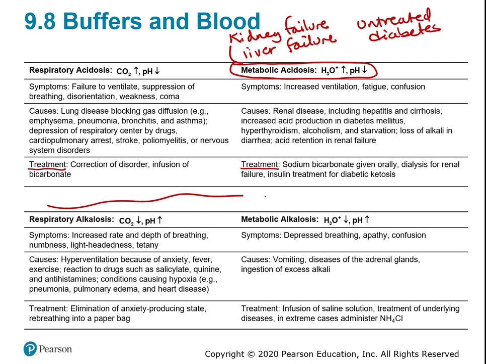You really don't see the other two. I'll just tell you, if you're in the hospital, you really don't see the other two. Respiratory alkalosis and metabolic alkalosis almost never happen. It's always the acidosis.